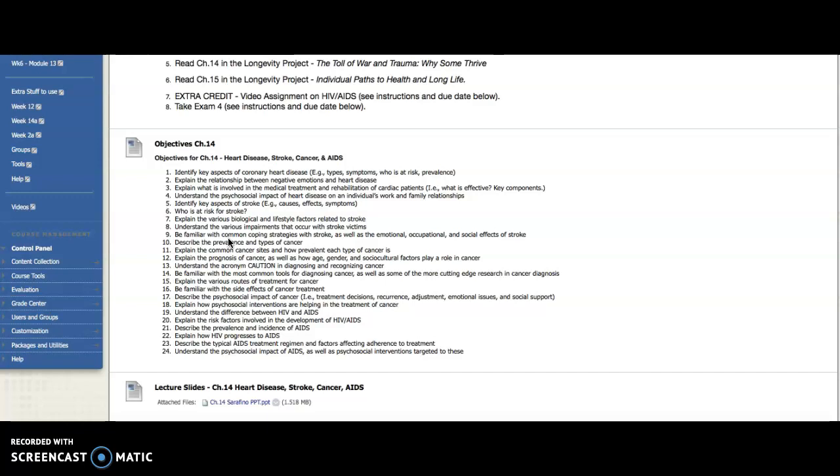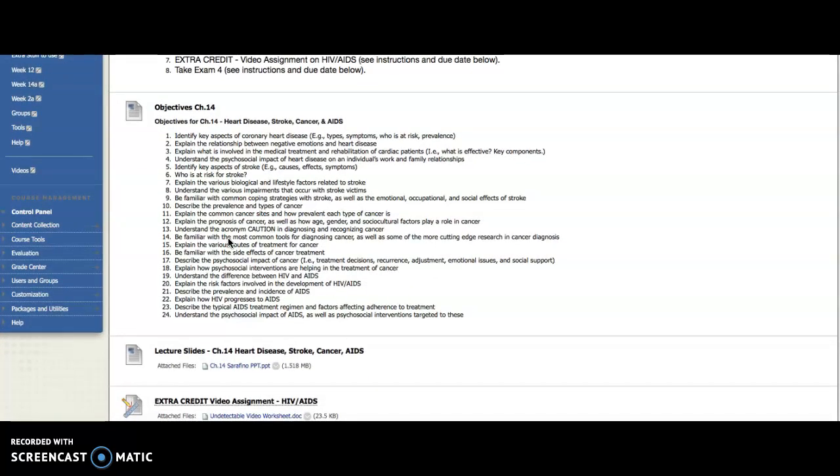So that will wrap up heart disease, and we'll get into stroke, looking at the various aspects of stroke, specifically biological and lifestyle factors that are related to stroke, and understanding the various impairments that occur with stroke victims. So how is a stroke victim affected when someone suffers a stroke? How does that affect them physiologically, cognitively, emotionally, all of that. We'll talk about some common strategies for coping with stroke, everything from emotional to occupational to social. And then that'll end sort of that segment there.